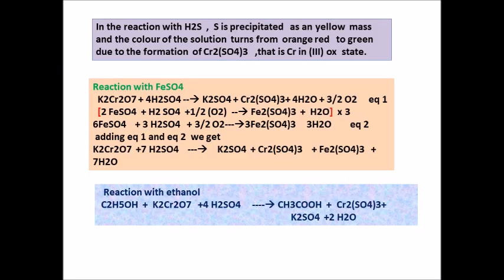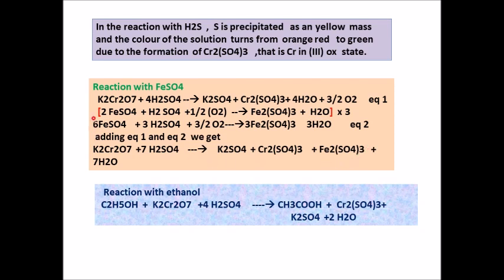In this reaction of H2S and acidified K2Cr2O7, sulfur should be precipitated as a yellow mass, but that color is just covered by the green color of Cr2(SO4)3 solution.